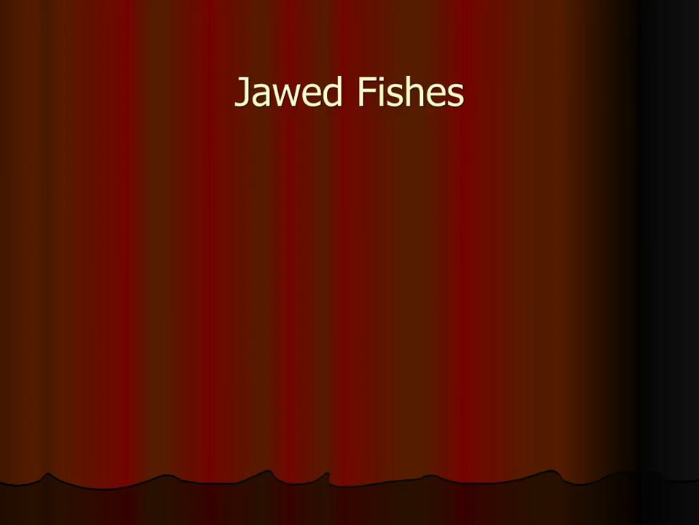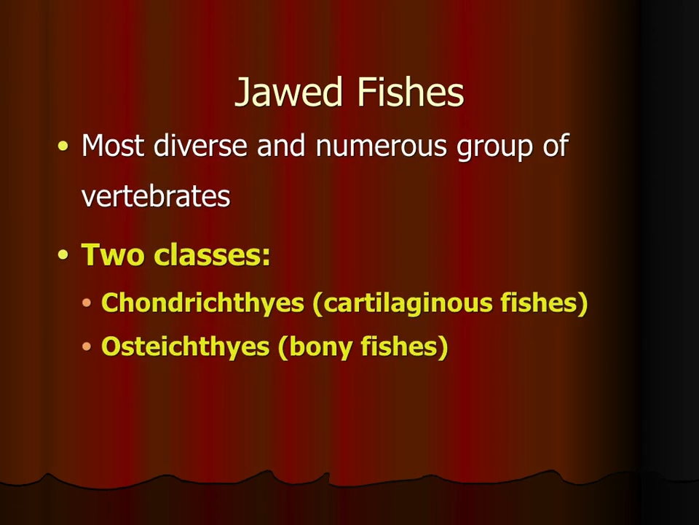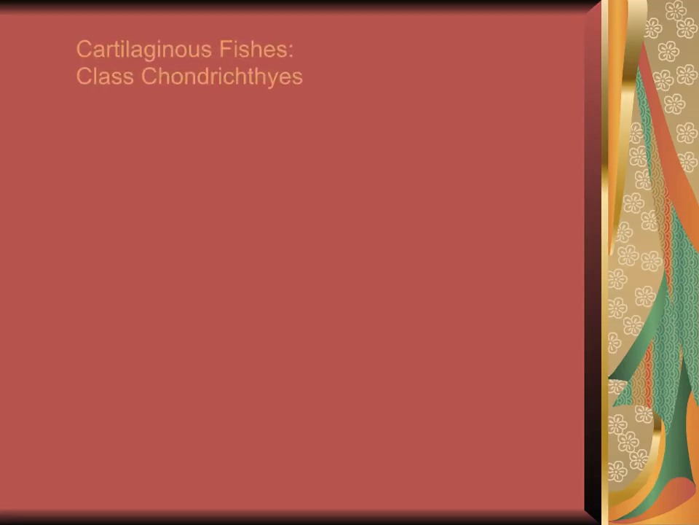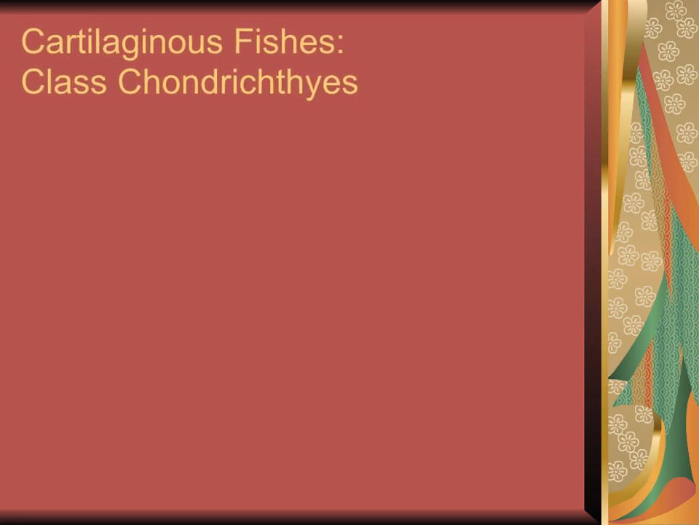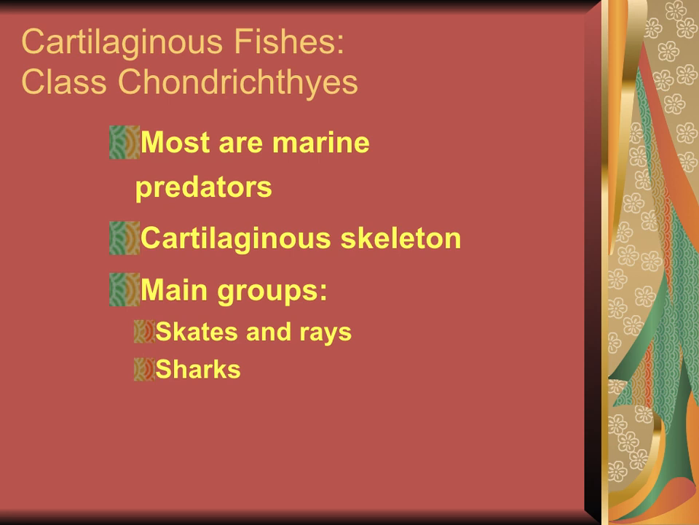So this begins our second vertebrate lecture, and we're going to move into the vertebrate classes of fish here. We're going to start with our jawed fish, the most diverse and numerous group of vertebrates. We have the two classes, the Chondrichthyes, the cartilaginous fish, and the Osteichthyes, the bony fish. When we talk about cartilaginous fish, most are marine predators with a cartilaginous skeleton, and we have the skates and rays, and we also have sharks.